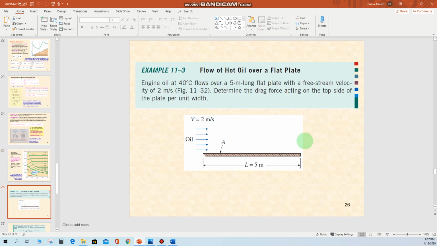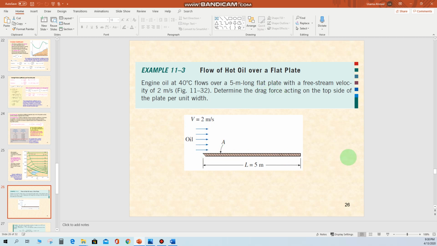Now let us solve this example here. Engine oil at 40 degrees centigrade flows over a 5-meter long flat plate with a free stream velocity of 2 meters per second. Determine the drag force acting on the top side of the plate per unit width. The length is given, the free stream velocity is given, and we have to estimate the drag force.